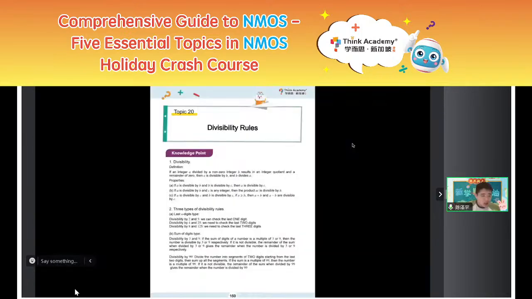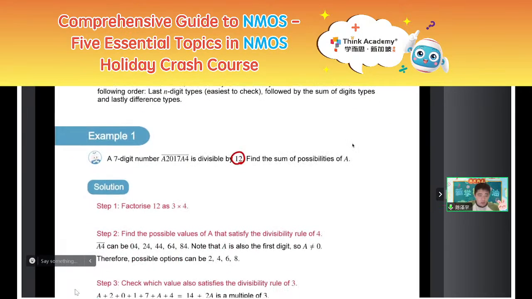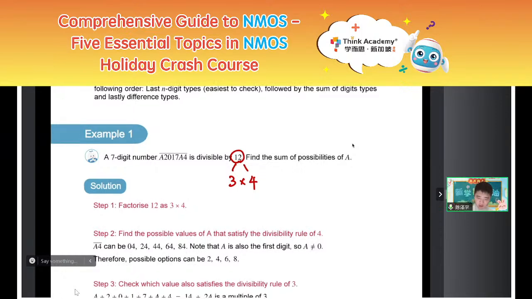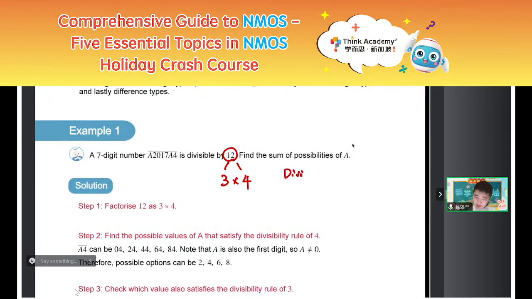But when we see a composite number, we should think about the factors of this number. 12 is 3 times 4. So that means we can use the divisibility of 3 and the divisibility of 4 to have a check, right? Which one is possible? So, divisibility of 4 and the divisibility of 3.